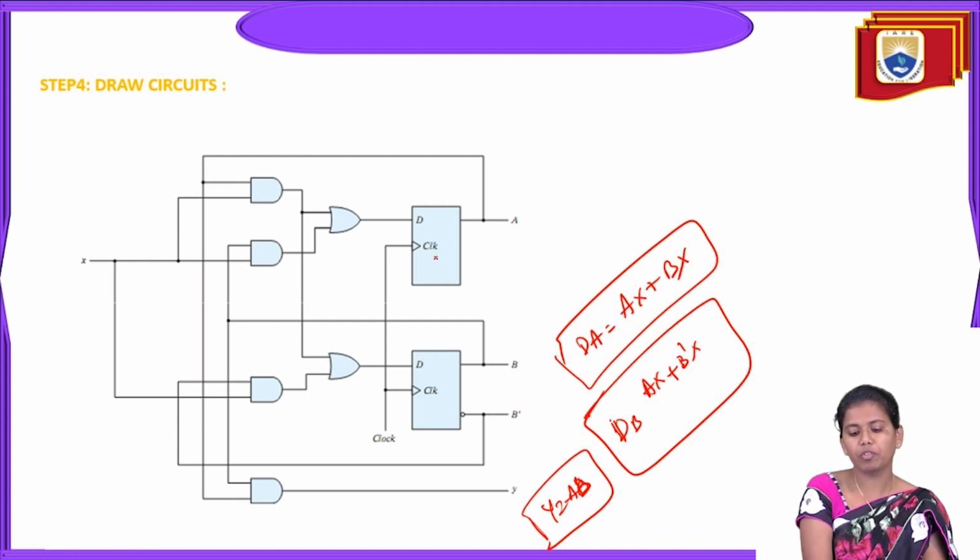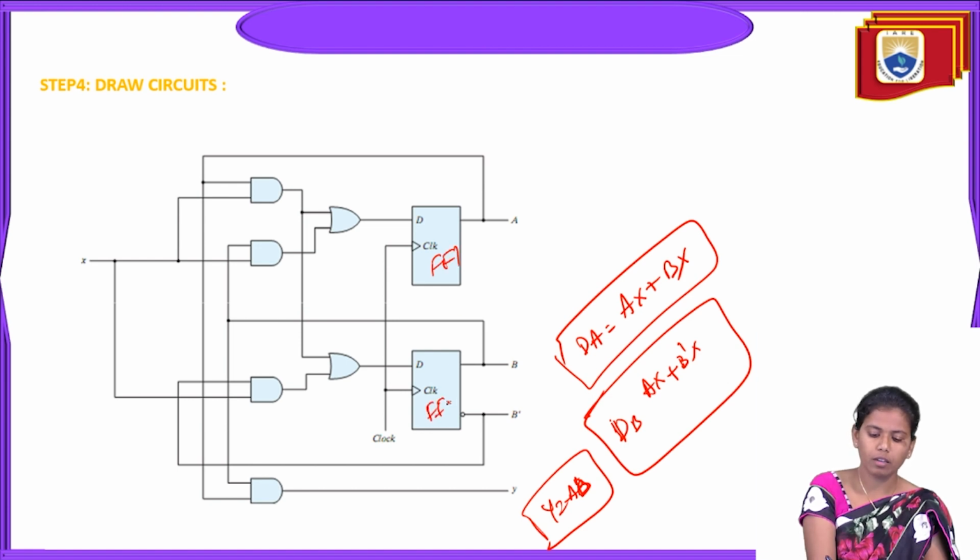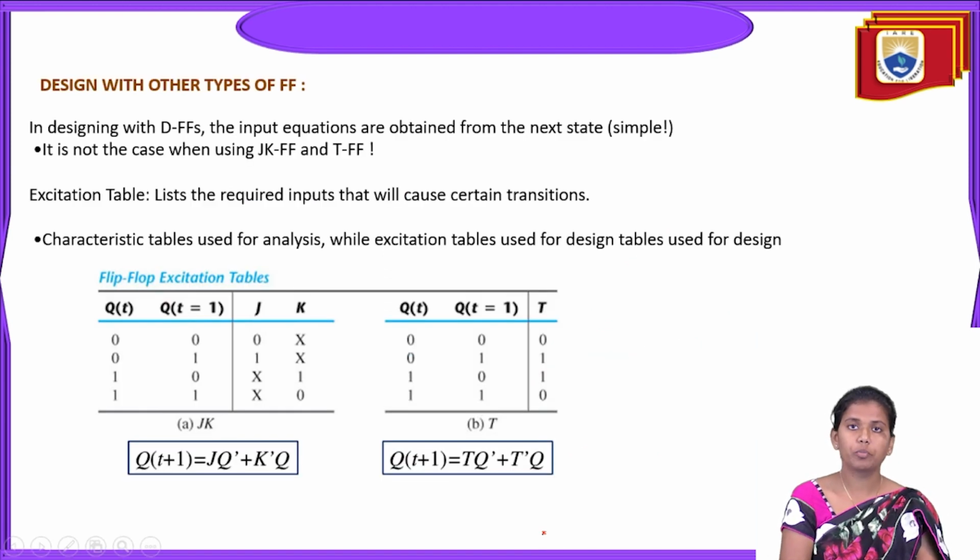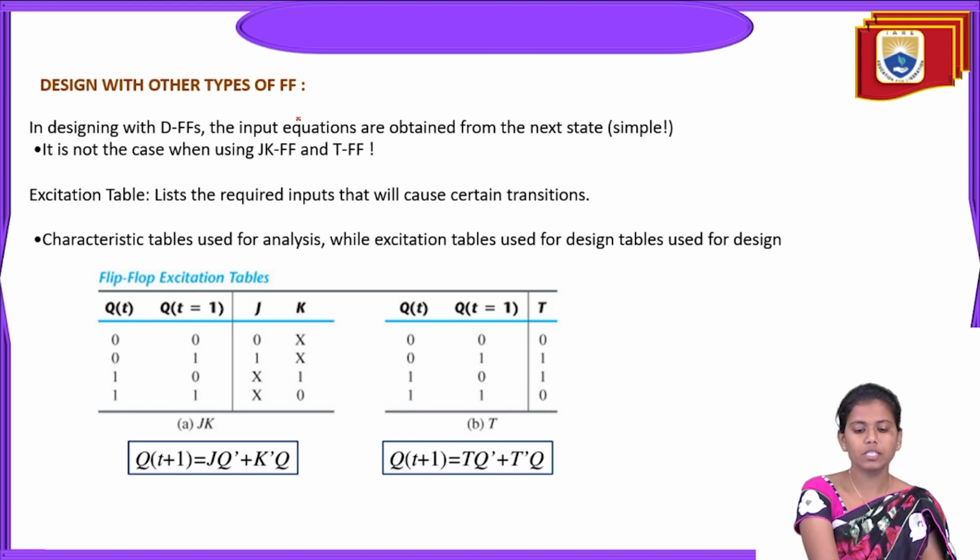Here, how many flip-flops have we used? We have used 2 flip-flops, flip-flop 1 and flip-flop 2. For each flip-flop, the clock is connected. Okay. And here this is the input X, and these are the states A, B bar, B and Y. So this is how the procedure goes for the synthesis of synchronous sequential circuits. And now we will see it with another flip-flop.